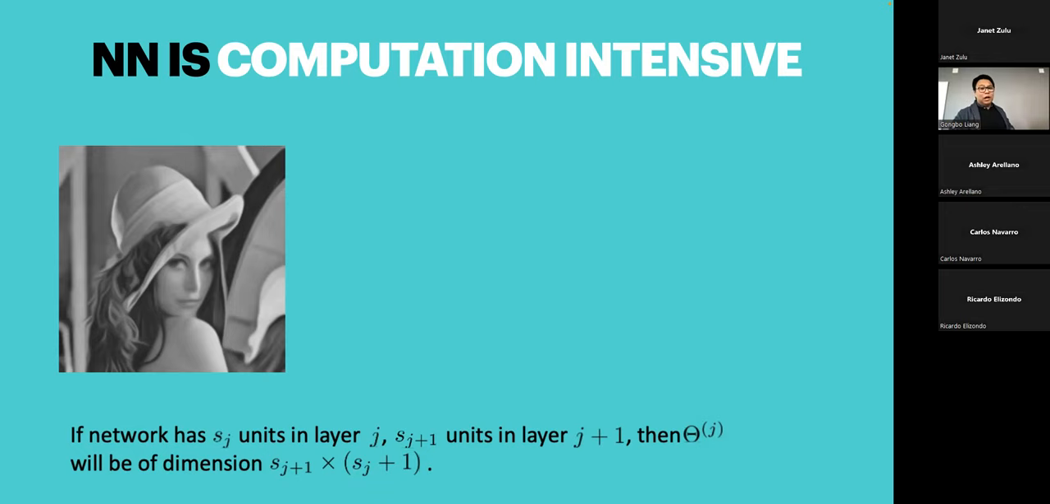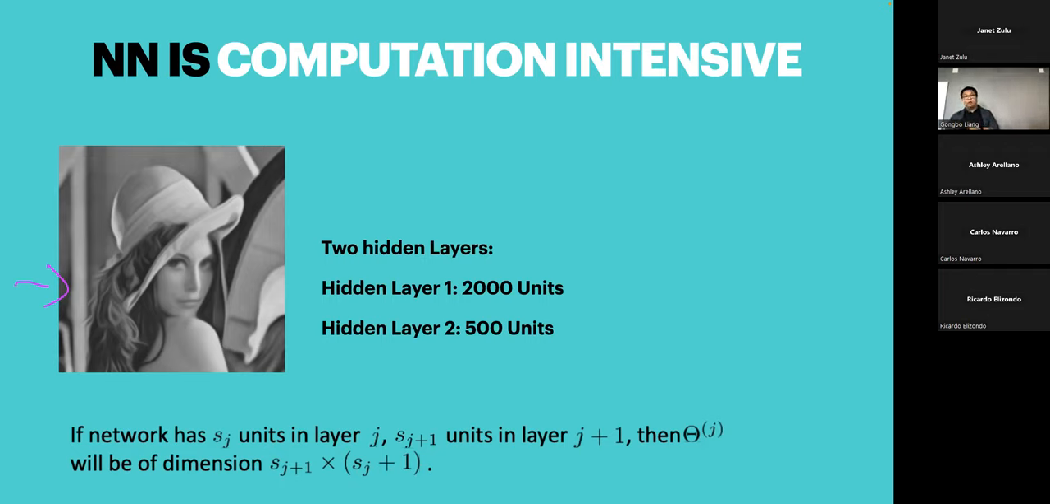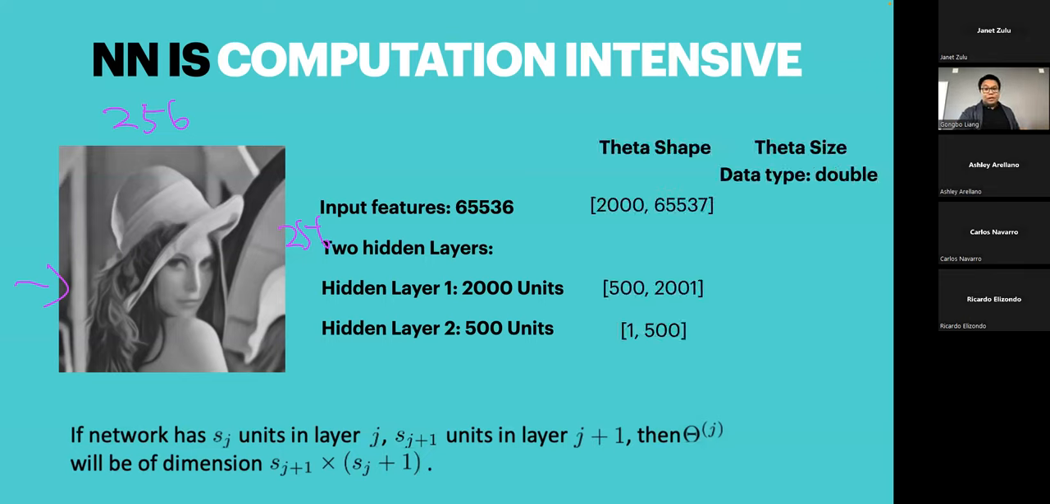Suppose we build a neural network and try to classify whether a picture is of this girl or not. And suppose we only have a super simple neural network with two hidden layers. The first layer has 2000 units, the number of neurons, and the second 500. The input image is also small, 256 by 256, so there are 65,000 pixels. Everything is super small. However, it turns out the size of the model could be over 100 megabytes.